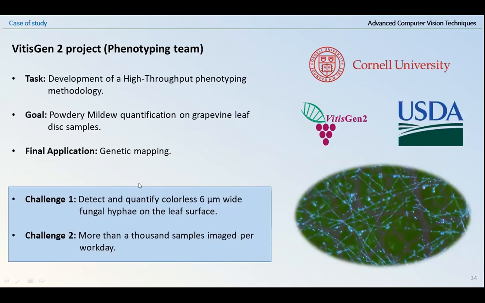At the beginning, two challenges or goals were identified. First one, to detect and identify colorless 6 micrometers wide fungal hyphae on the leaf surface, like in this picture on the right, these straight lines are the fungal hyphae on the leaf surface. And challenge 2 would be we were interested on more than 1,000 samples imaged per workday.